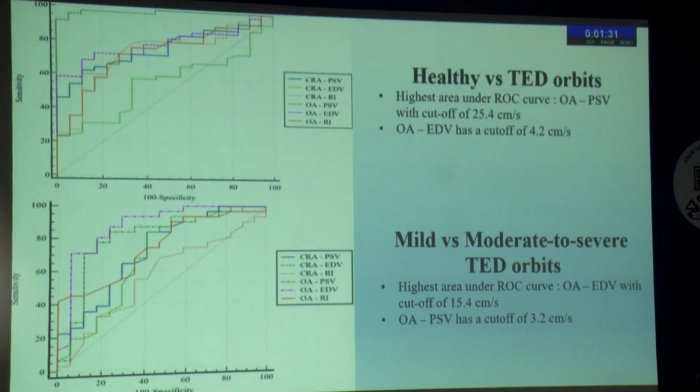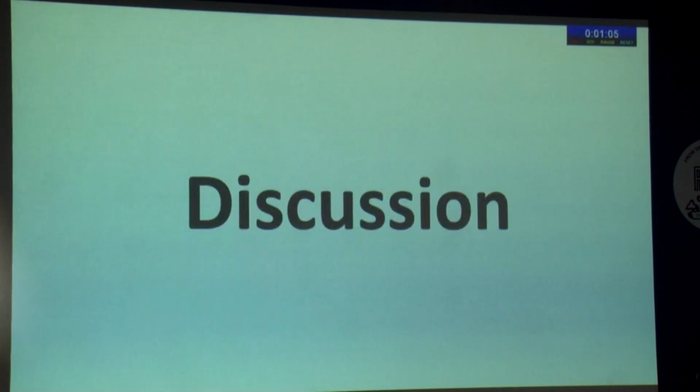We also did an area under curve analysis, comparing the healthy with thyroid orbits, and we found that ophthalmic artery peak systolic velocity had the maximum discriminatory power, and we established some cutoffs. We also used it to distinguish between mild and moderate to severe thyroid eye disease patients. The mild patients were the patients in group B. And we found that ophthalmic artery EDV had the maximum discriminatory power.